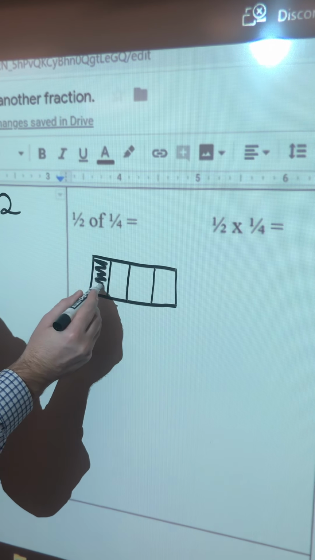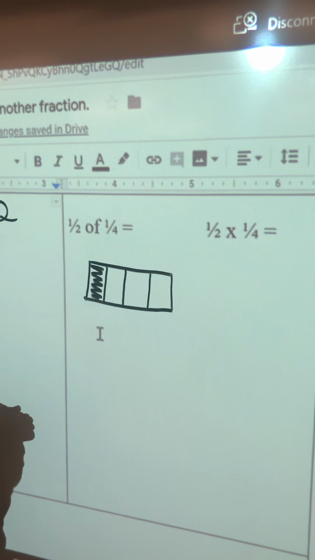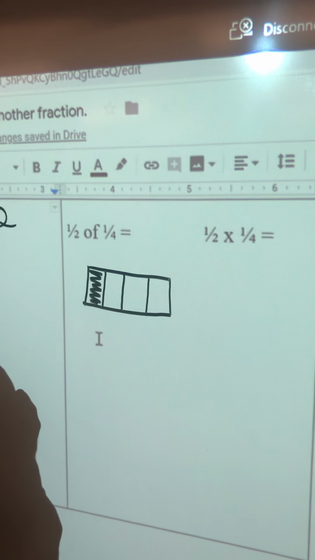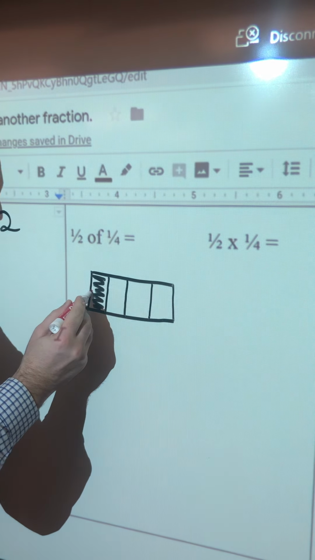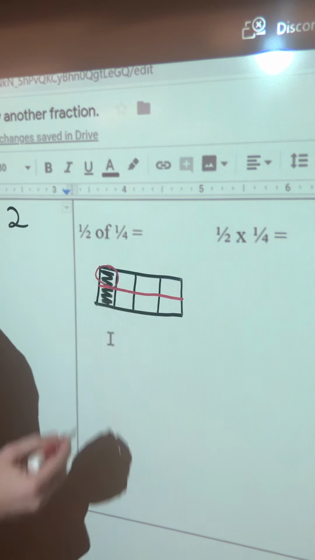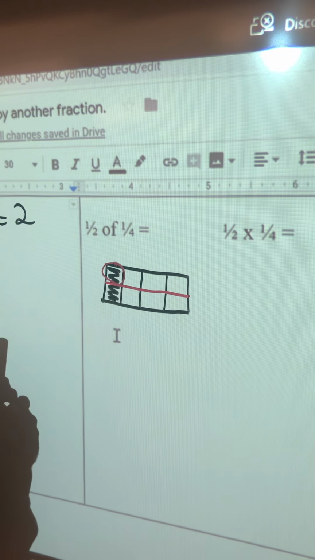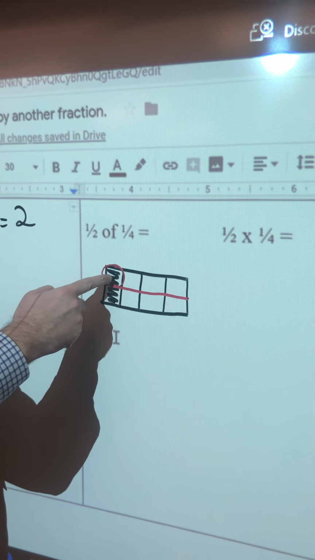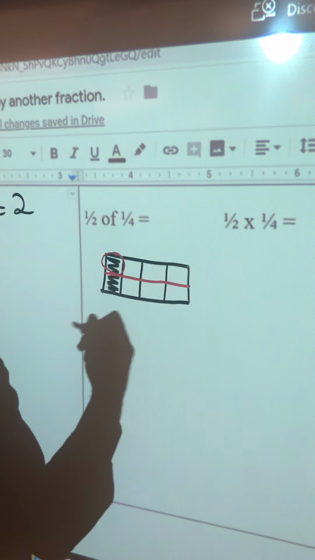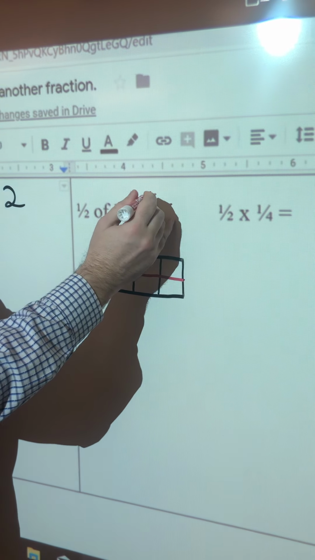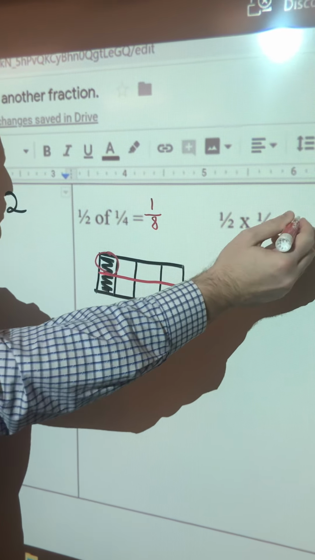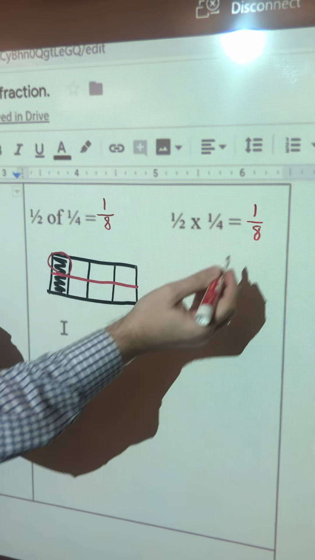and shade 1/4. I'm actually going to use a different color because now it's saying 1/2 of that 1/4. So I'm going to take this and I'm going to divide the entire rectangle in half. Well, this is really half of that 1/4. And if I look at this, I see now that I have 1, 2, 3, 4, 5, 6, 7, 8 pieces. So 1/2 of 1/4 is 1/8, or 1/2 times 1/4 is 1/8.